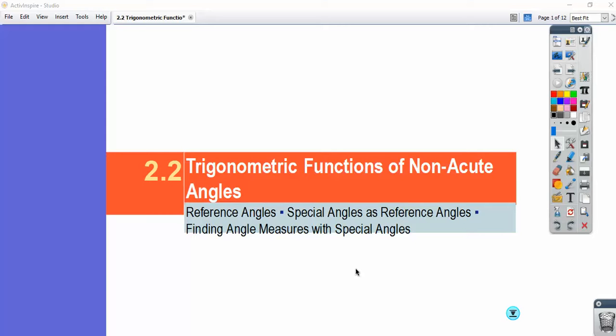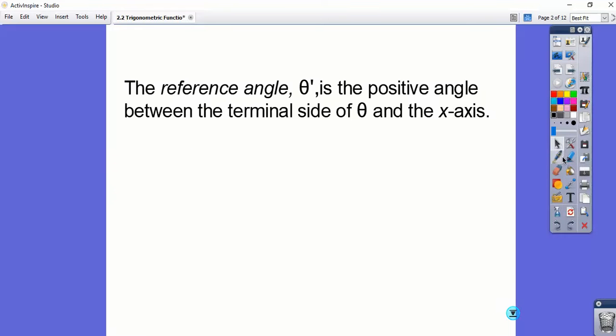In this piece, in order to take the knowledge that we have and extend it to other angles, we are going to be talking about what are called reference angles. When I talk about a reference angle, it's theta with a tick mark. That's called theta prime. You might also sometimes see different books use theta with a hat on it. So theta prime, theta hat, they both mean a reference angle. It is a positive angle between the terminal side and the x-axis. That is very important. The reference angle is the distance to the x-axis every time.